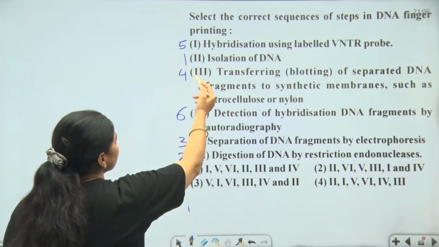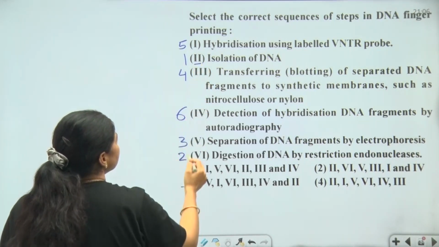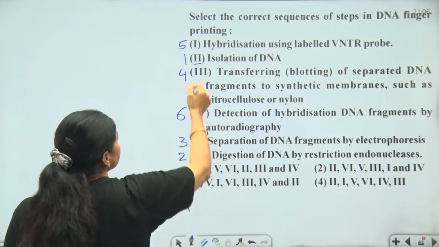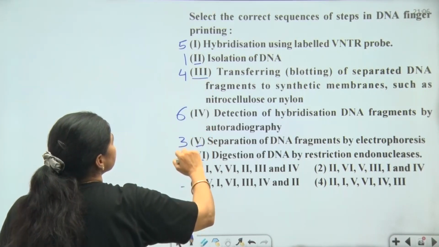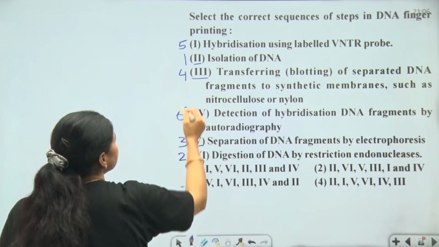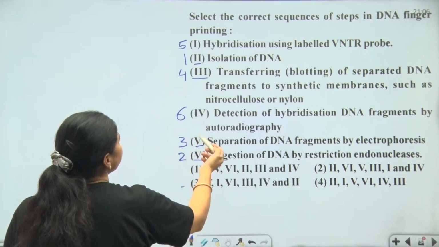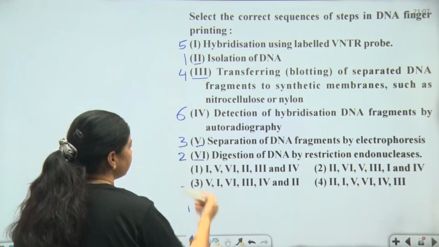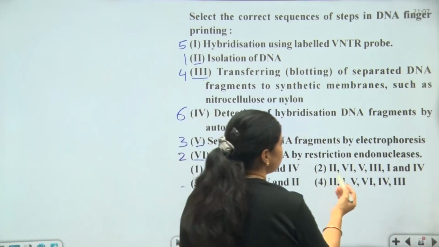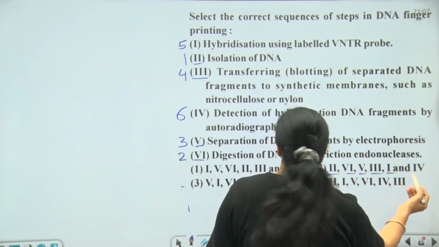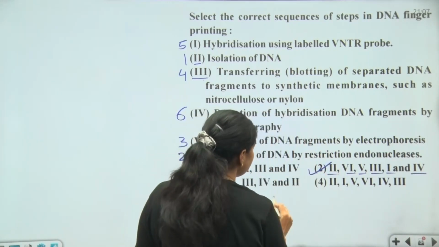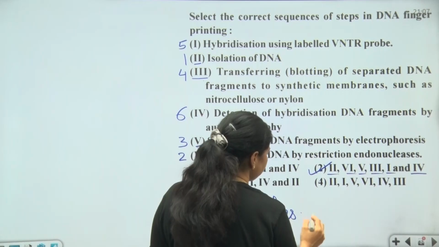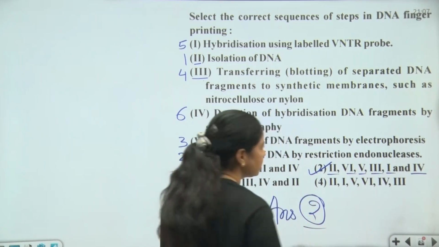So the sequence is 2, 6, 5, 3, 1, and the last one is 4. Okay, so the second option is showing the correct sequence. That is why we will choose the second option here.